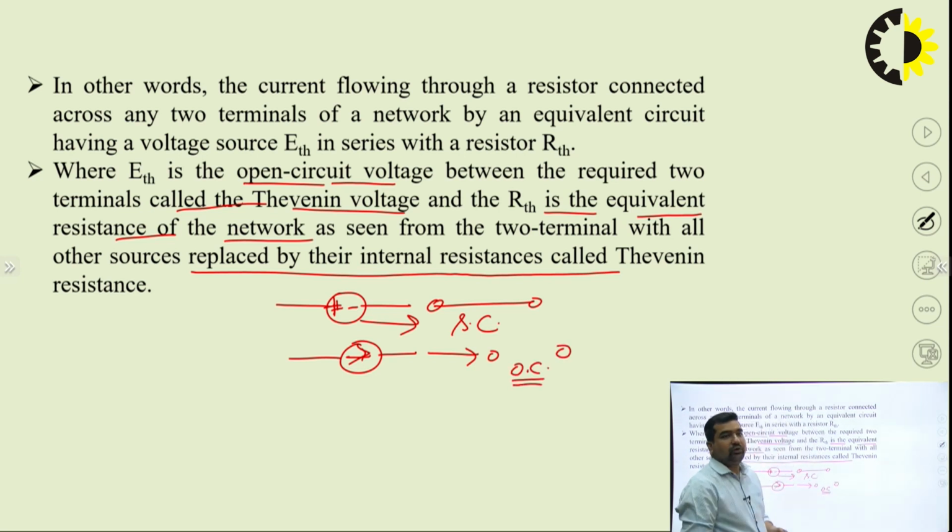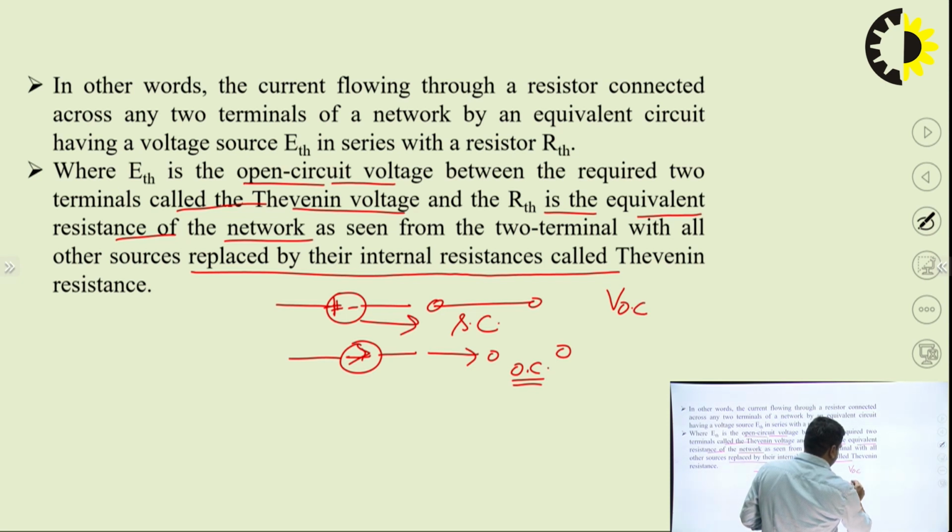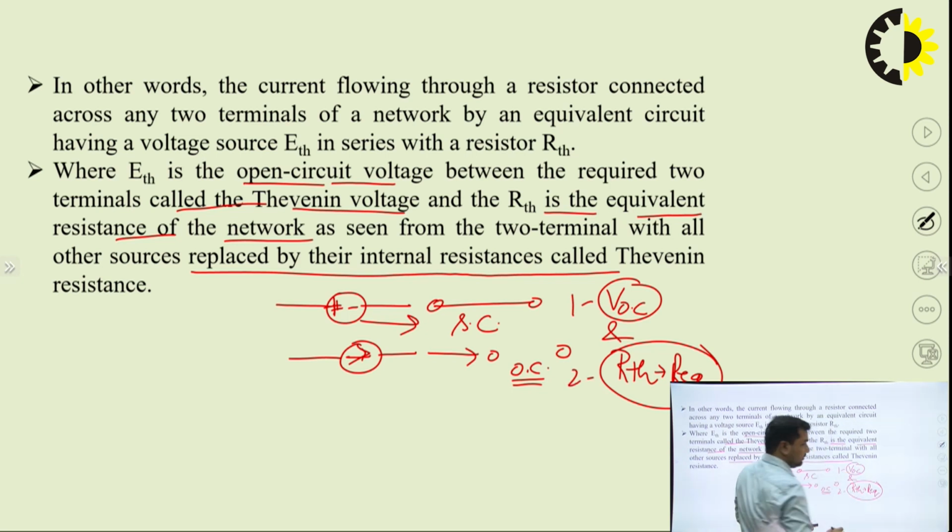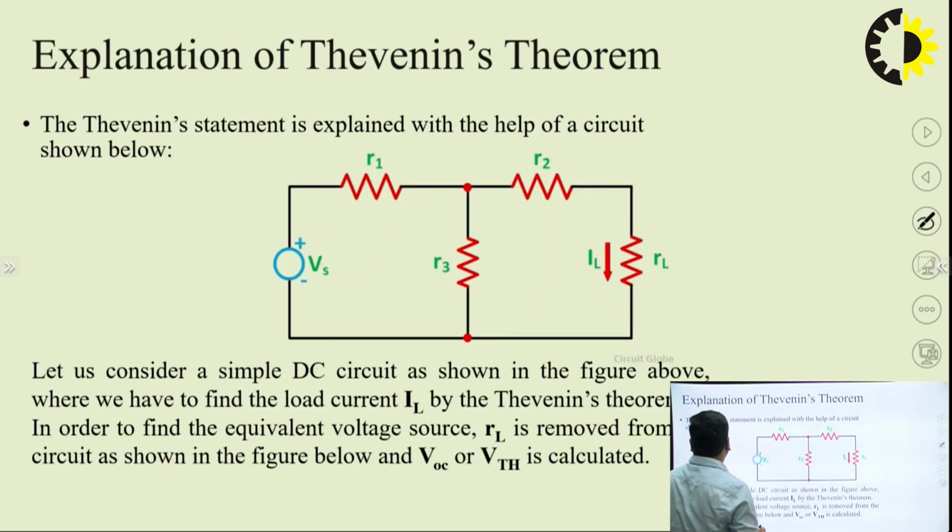Then we are going to calculate the equivalent resistance across that particular load terminal. So that is the main thing. Now we have to calculate two things. One is the open circuit voltage VOC, and second is RTH, or you can say R equivalent. First one is this one and second one is this one. So let's start. This is the explanation of Thevenin's theorem.